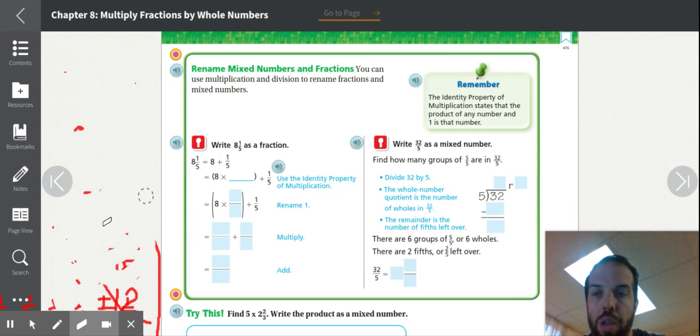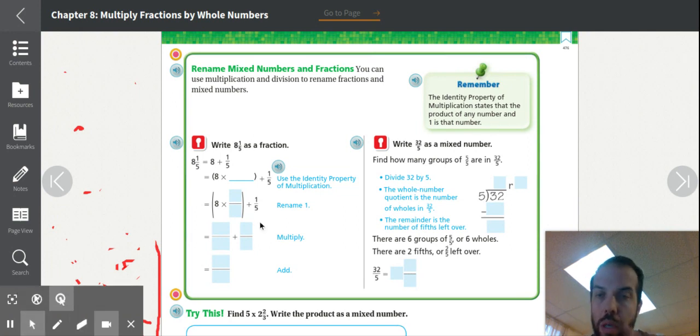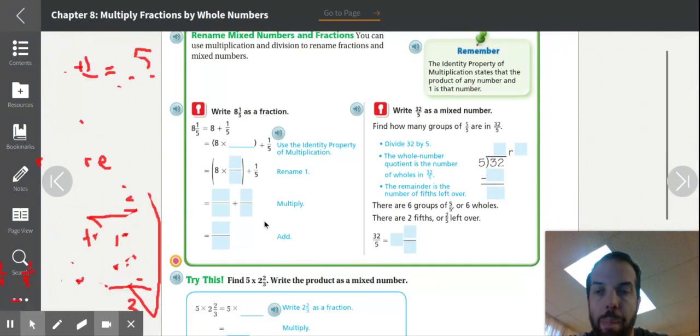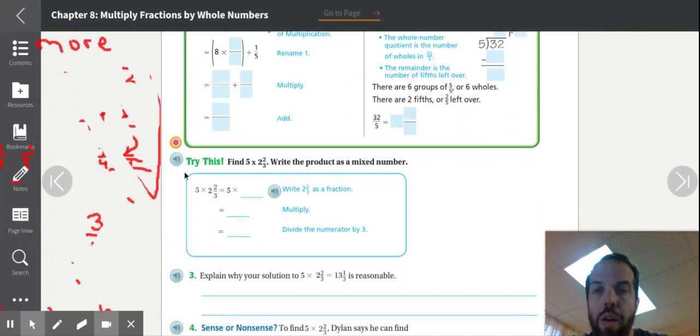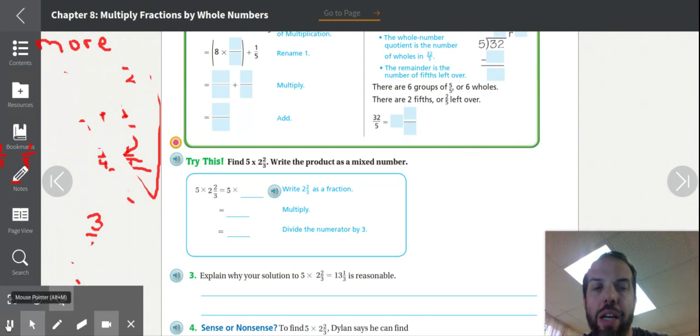All right. So we are going to actually do the bottom of this. Okay. So where it says try this: 5 times 2 2/3. It says 5 times 2 2/3 equals 5 times what? Write 2 2/3 as a fraction.